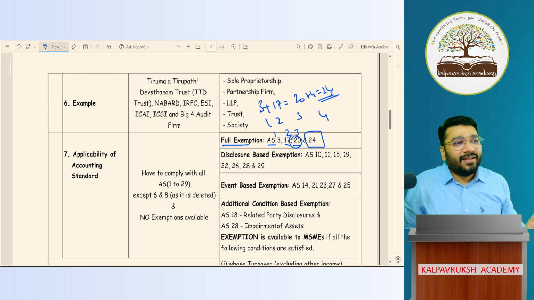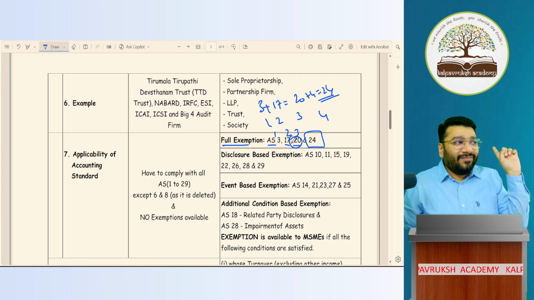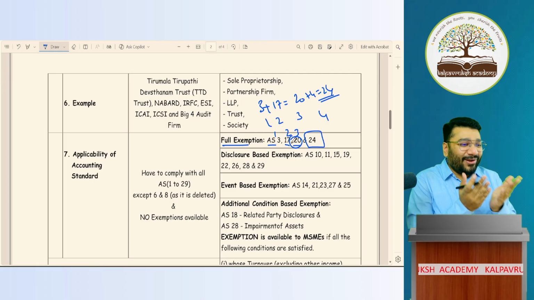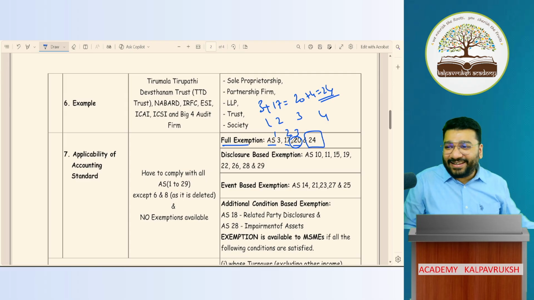Any difficulty? See, today you laugh at me. Tomorrow, one day before the exam, thank you, Prathik sir. Because of you, I don't have to struggle. You'll come and thank me later.